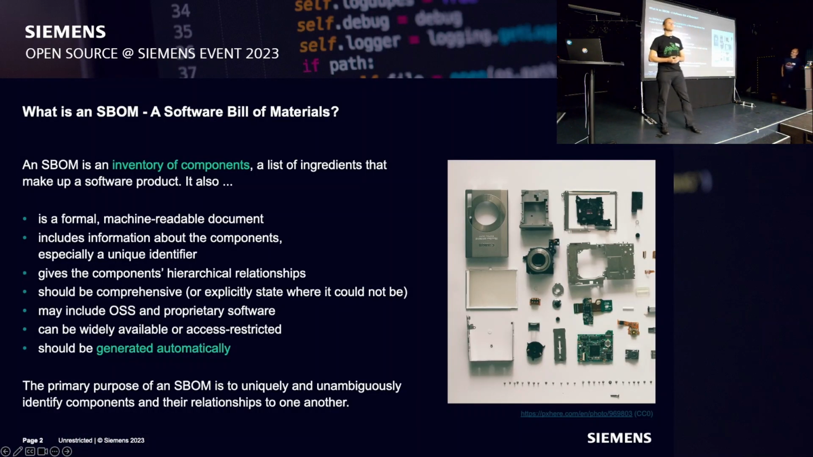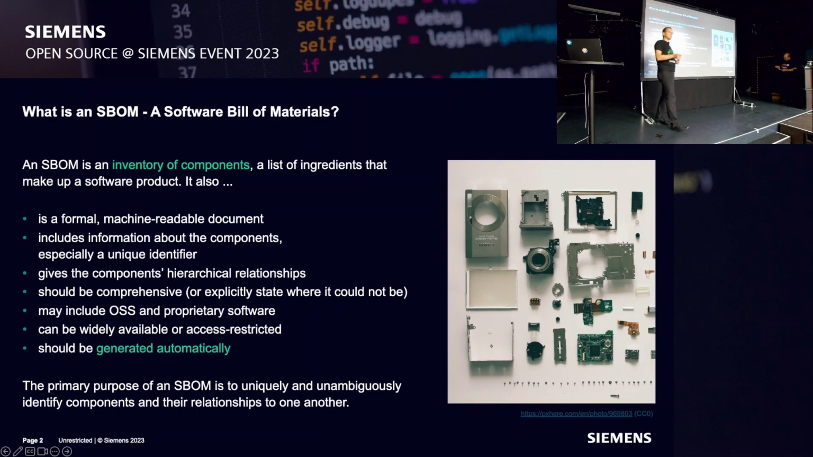SBOM, a software bill of materials. Actually, this should be a list of the components that are used by a specific system. So it should be machine readable. It should contain as much information as possible. It should maybe contain hierarchical information, so which component uses which other component. The components should be uniquely identified. And it should contain open source components, but also commercial components, because this is at least the use case for us at Siemens. And it's important that it should be automatically generated.